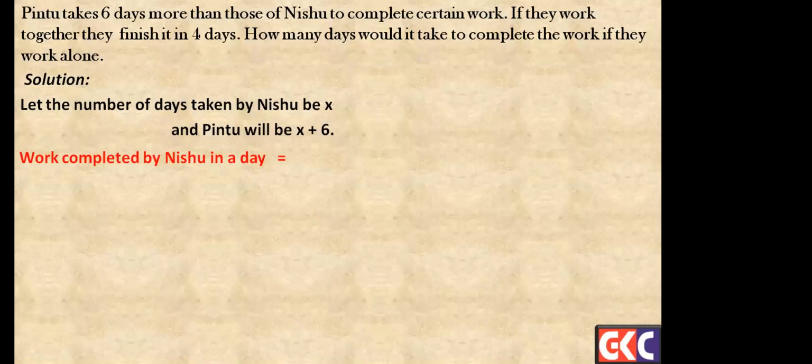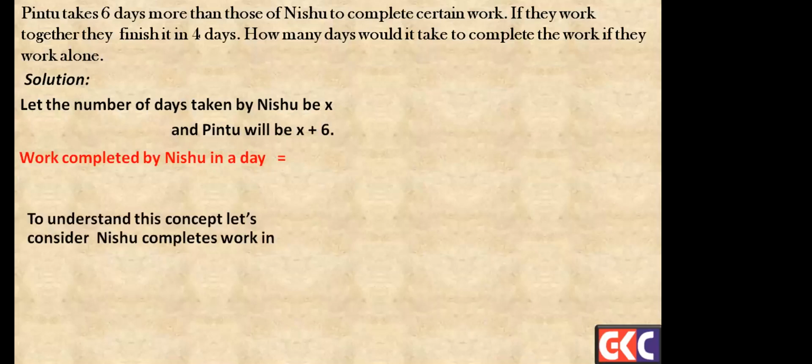Let us take one thing. To understand the same concept, let me explain in a different way. Let us consider that Nishu completes the work in 4 days. This is just an imagination. Let us consider that this yellow color block is his work, which he has to do. So he is taking 4 days to complete his work.